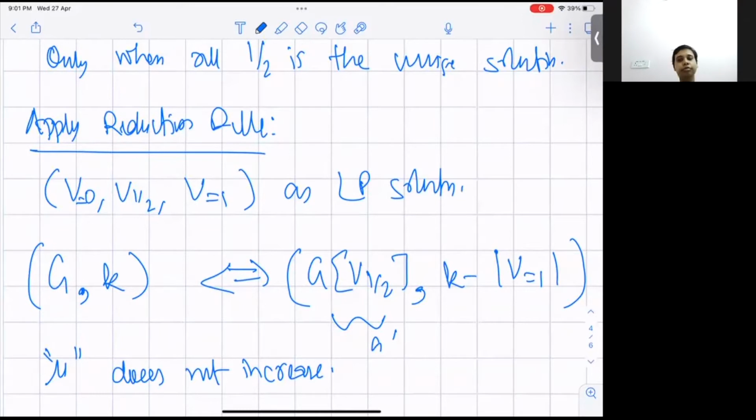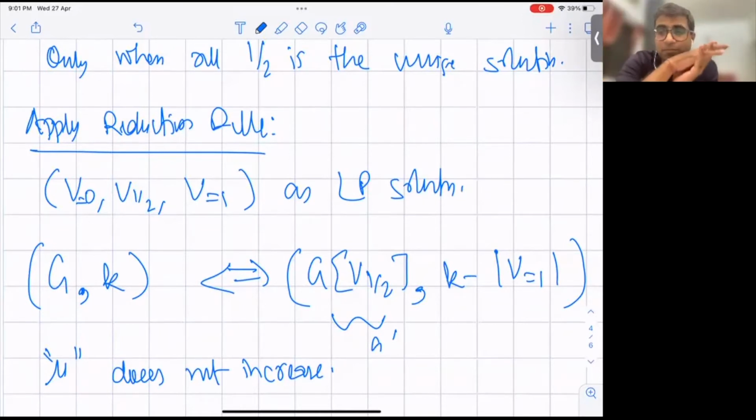But my measure in this case may not decrease. It could just remain the same. Because what is a measure? It's the difference between my solution size and my LP value. That difference may not strictly decrease. The solution size decreases, but my new measure may not decrease. When I say may not strictly decrease, it does not increase. That is what our proof told us. But it could also happen that it remains the same.